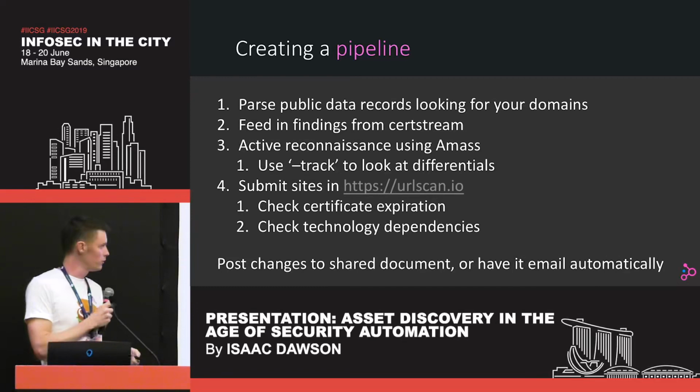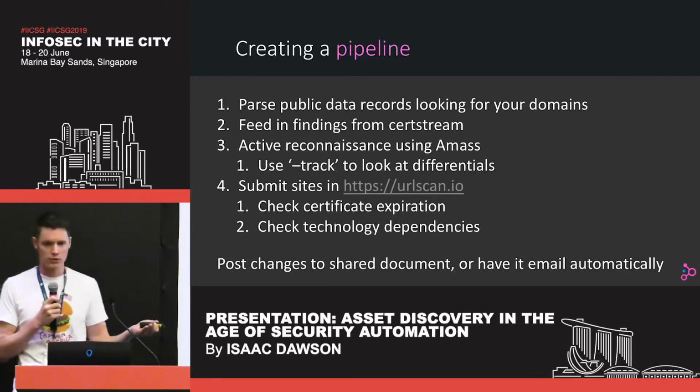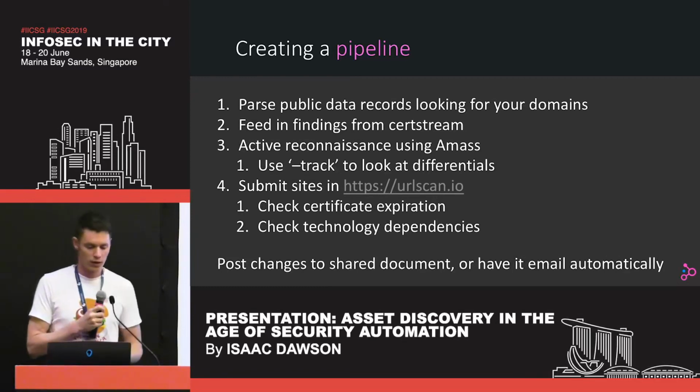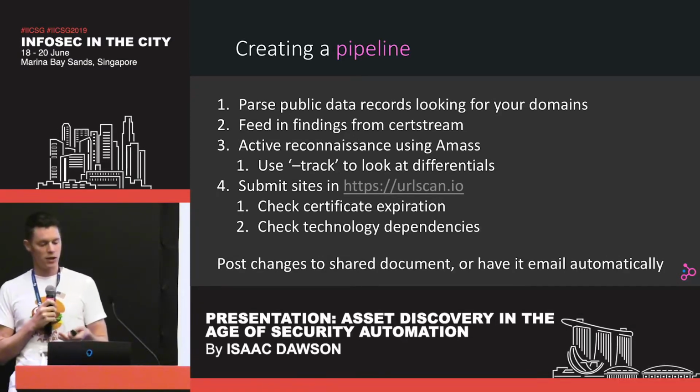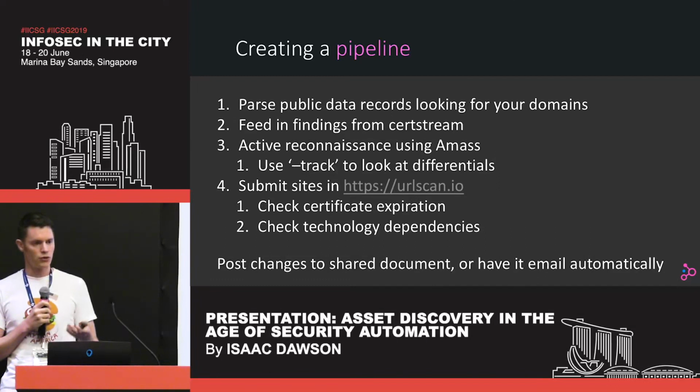So the first thing you're going to want to do is parse public data records. As I mentioned, certificate transparency is probably the biggest one, and the Open Sonar data. You can use Amass. There's a track feature which allows you to do differentials between scans, so you can actually check the difference between them.